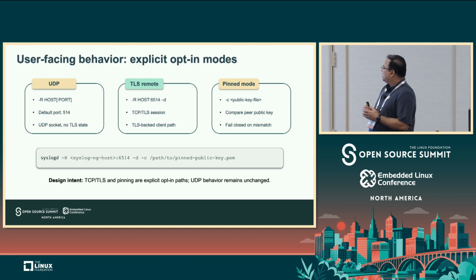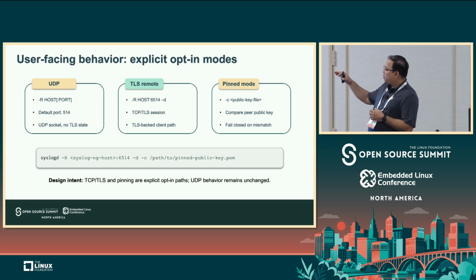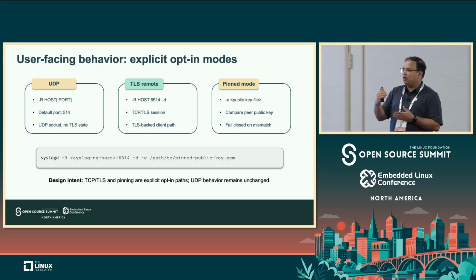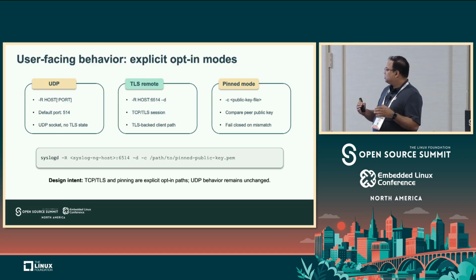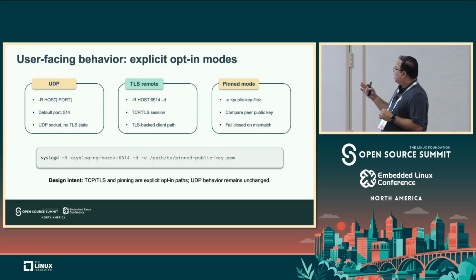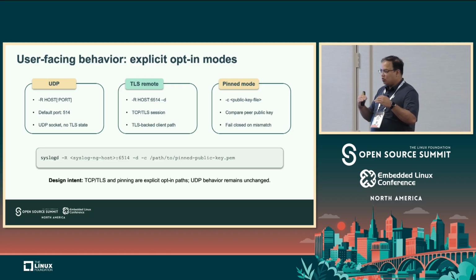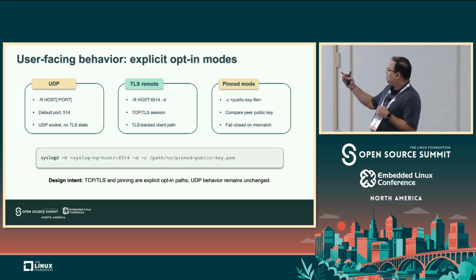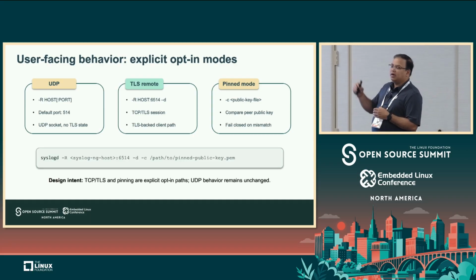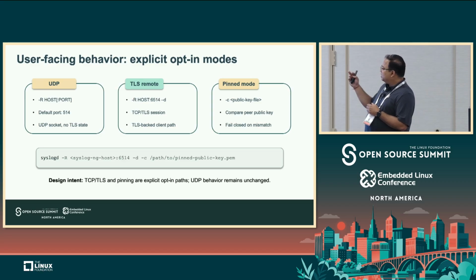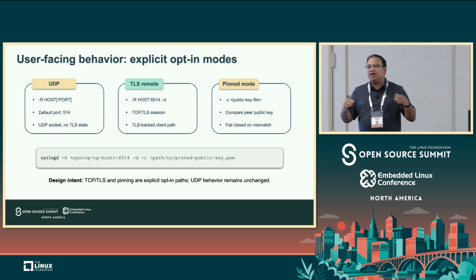This is the user interfacing behavior. The existing path is completely preserved, the UDP path in which you can give a -r option for the host and the port. Default port is 514. It uses the UDP socket, no TLS state, nothing mentioned. If you take the TLS remote path, you just extend the host configuration from the default port to the 6514 port and give a -d option to enable the TLS path. It enables the TLS TCP session. It enables the complete client path.